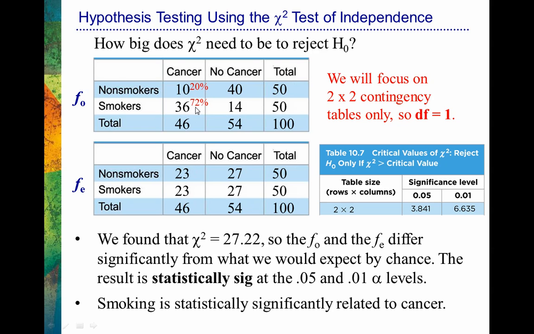But it's not always that obvious. You know, of course, we need to actually compute the percentages to know how to interpret our final results. So in this particular case, we would say smokers are more likely to develop cancer. 72% of the smokers had cancer, only 20% of the non-smokers had cancer.